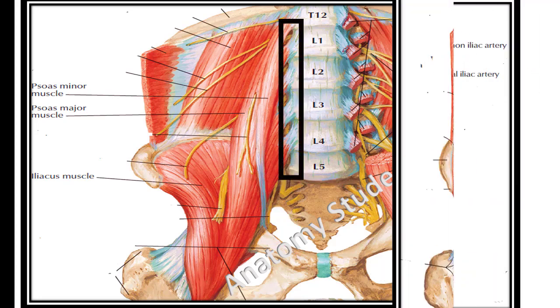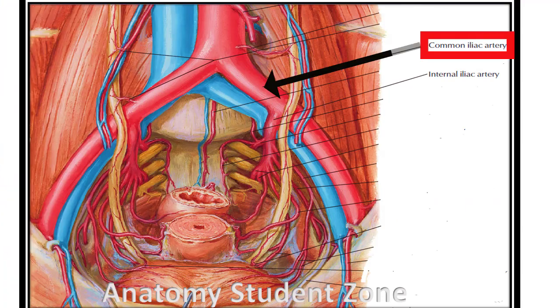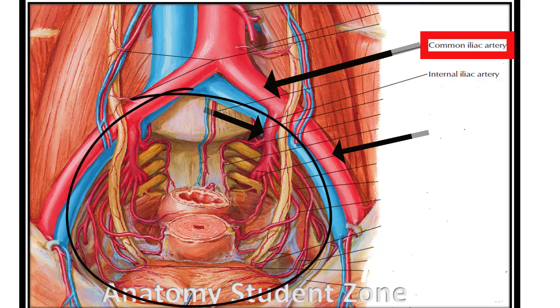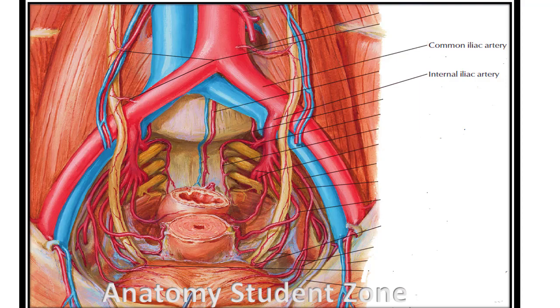As all of you know, the common iliac artery divides into the internal iliac artery and the external iliac artery. So have you ever thought what is the anatomical landmark where this division takes place? Yes, it's the pelvic brim. Each common iliac artery divides into the internal and the external iliac artery at the level of the pelvic brim.